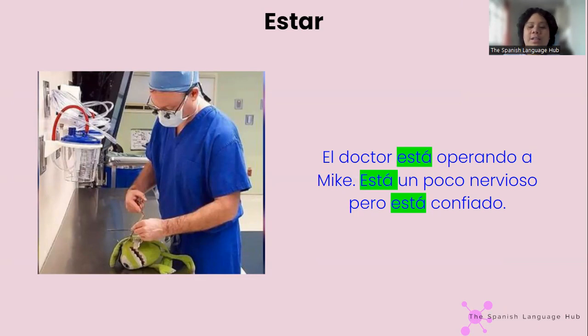So the doctor is operating or in a surgery. Mike is a little nervous, but he is confident, right? So again, estar, again, those three things. What they're doing, how they're feeling, and the location. In this example, we don't have a location, but we can say el doctor está en el hospital operando a Mike, right?